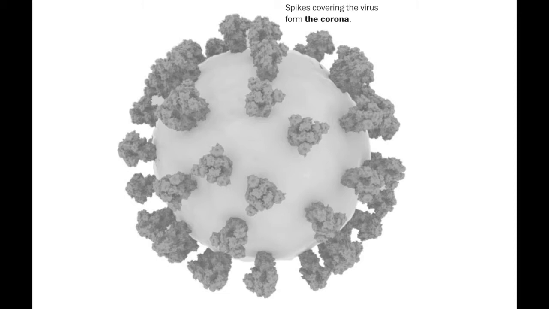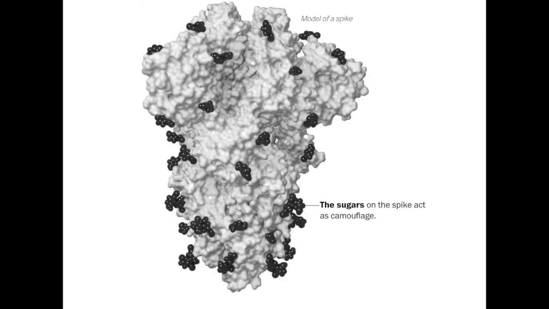Now, this carbohydrate camouflage makes the virus more difficult to be detected by the human immune system, because it's almost disguising itself as a regular human cell. So the immune system doesn't know what is toxic and what's not. It doesn't know what needs to be removed and what's not.